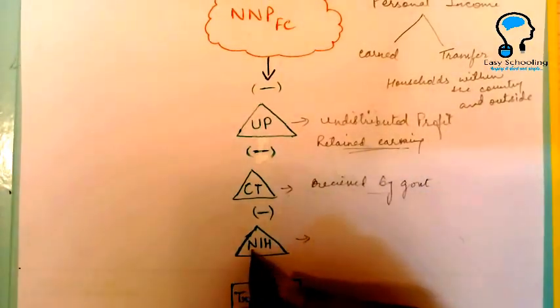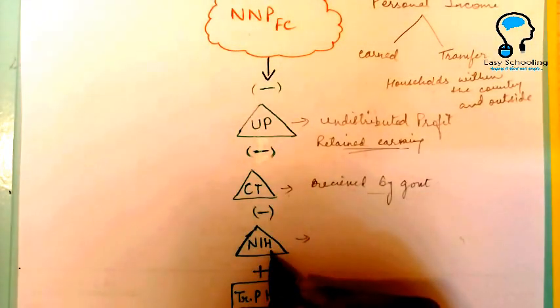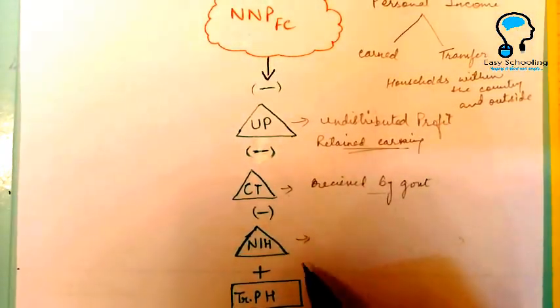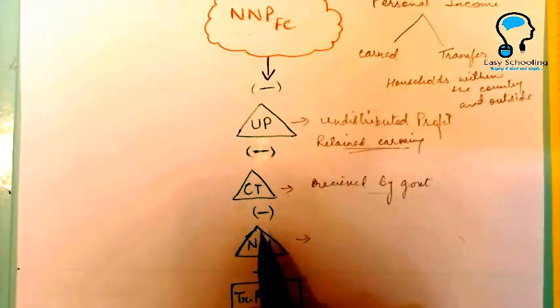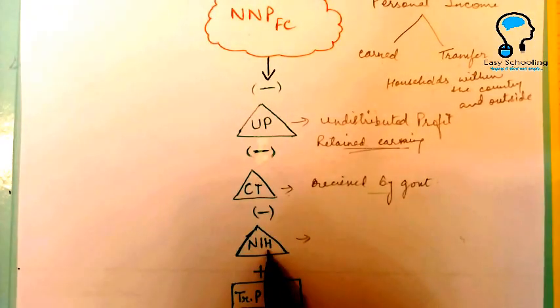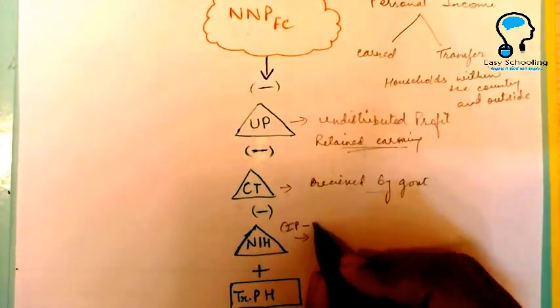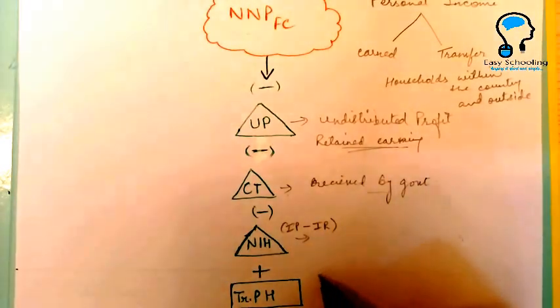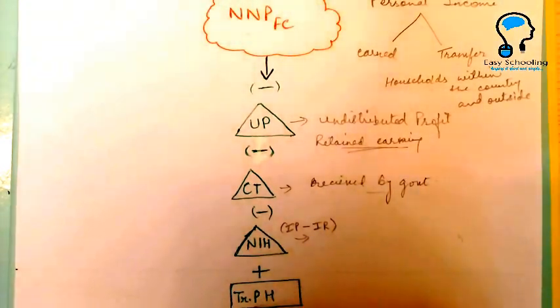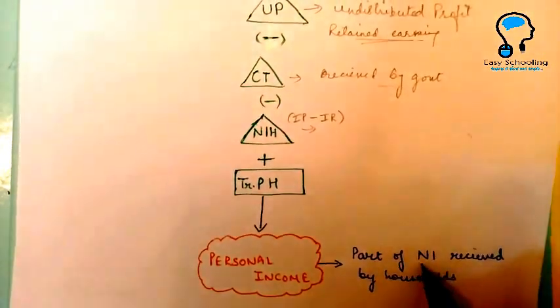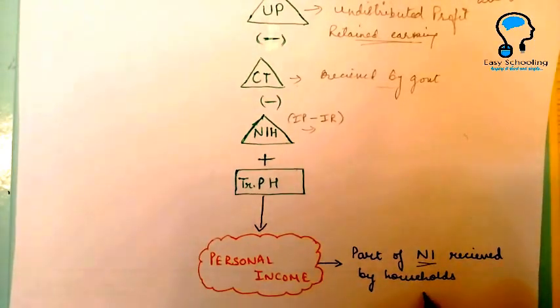You have to deduct net interest payment made by households. If the households have to make any interest payment to the firm or to the government, then that net interest payment by household has to be subtracted. Maybe they are receiving also some interest. So interest paid minus interest received. And then last step is to add the transfer payment received by the household. Okay, and this is going to give you personal income, that is the part of national income received by household.